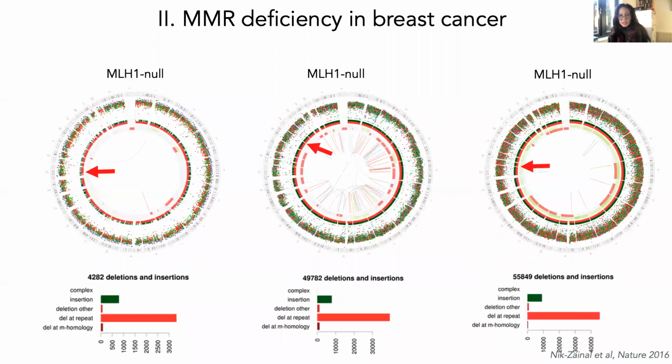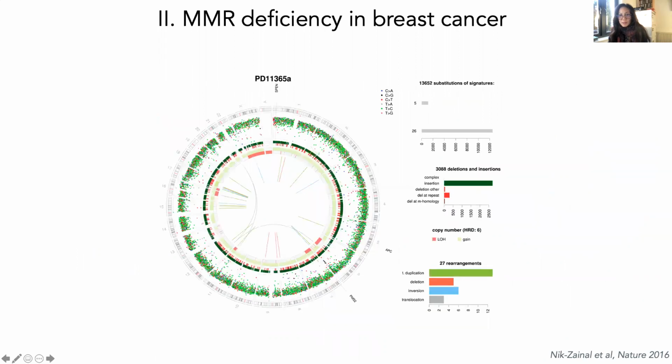And this is reflected in human cancers as well. So here are the breast cancers caused by MLH1 mutations. I showed you this earlier. By contrast, this is a PMS2 mutant breast cancer with different substitution and indel profiles.